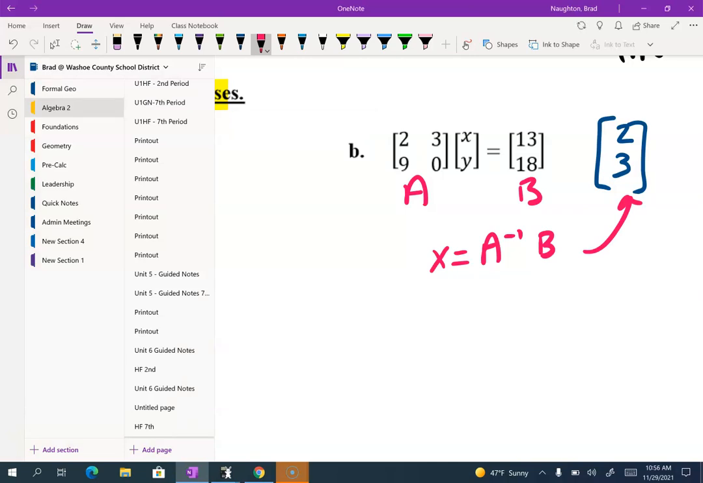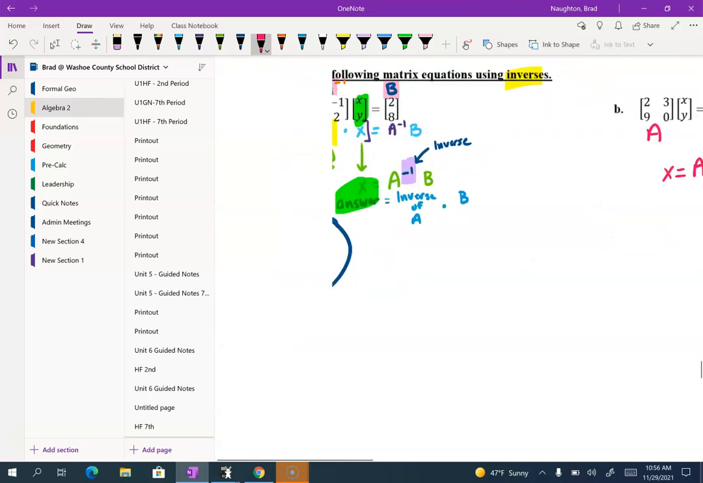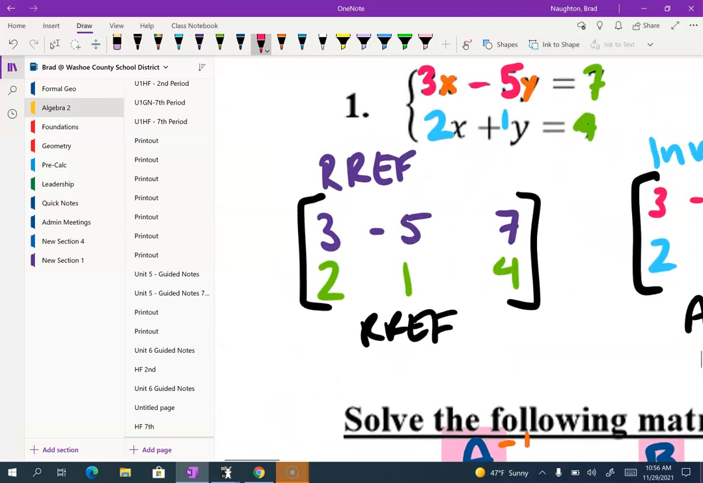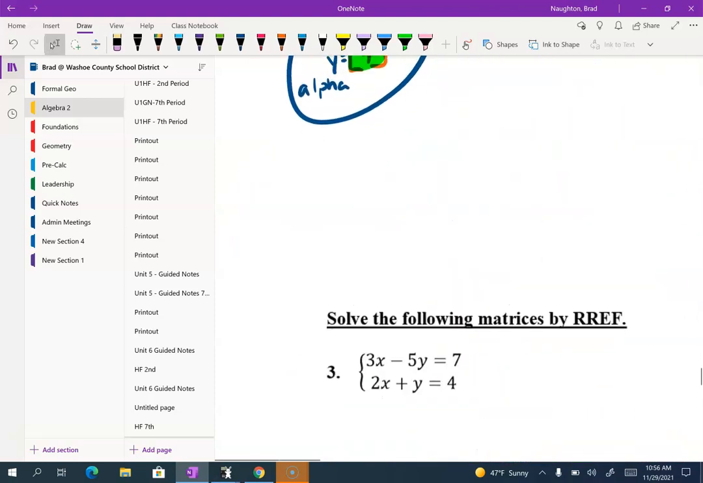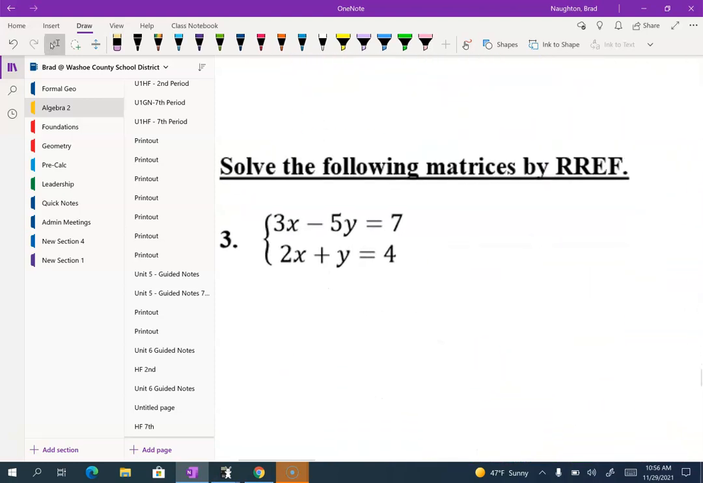So we said that this is how you solve it by inverses. How do you solve it by RREF? Because we really liked up here how you could just plug it in one matrix. So basically, how do you solve this using RREF using just one matrix?